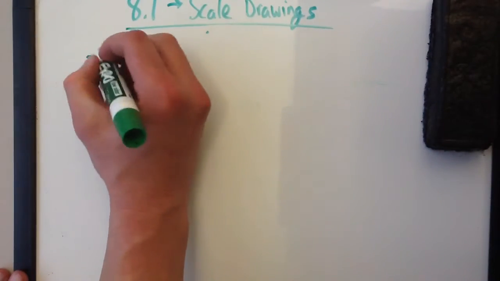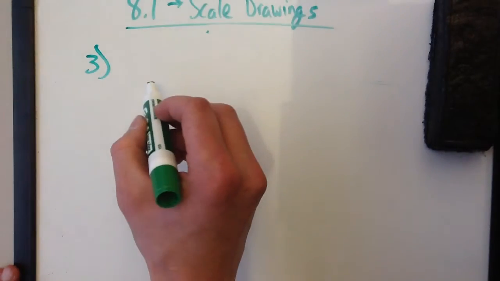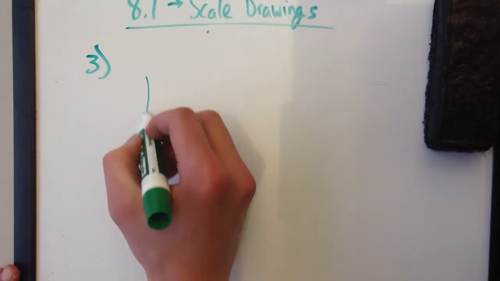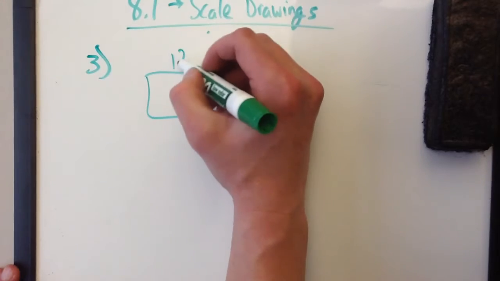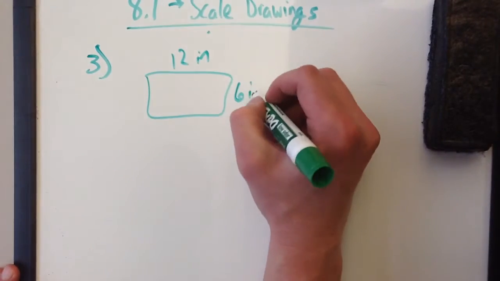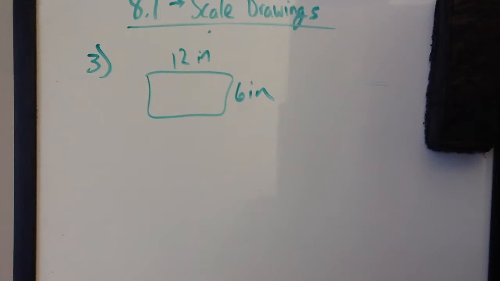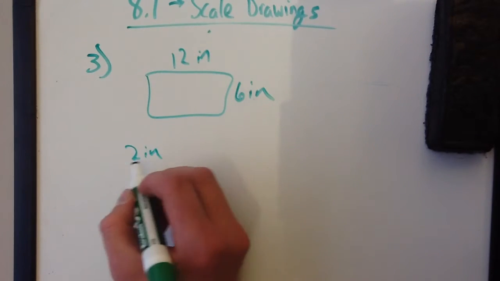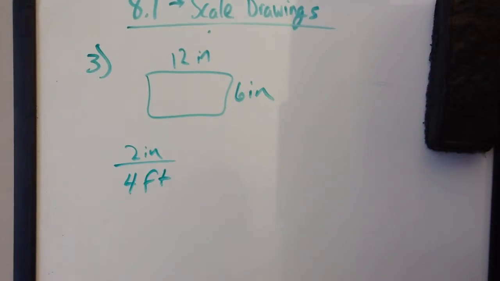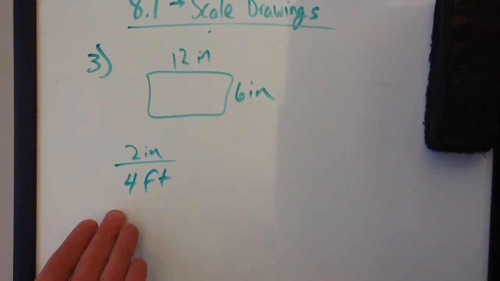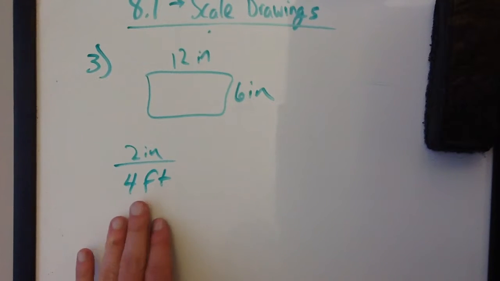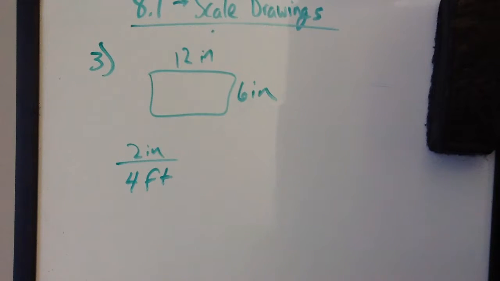Okay, so for number 3, we have the scale of the drawing. The drawing looks something like this: 12 inches by 6 inches. The scale in the drawing is 2 inches to 4 feet. I would write your scale as a fraction like that, or as a ratio, 2 inches to 4 feet. You're going to use the scale factor to help you figure out other information that you're looking for.